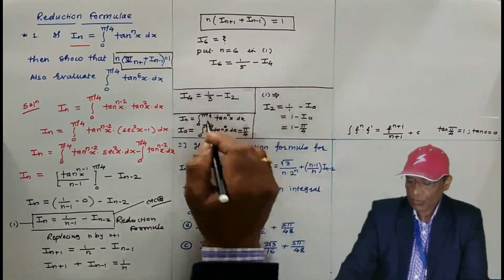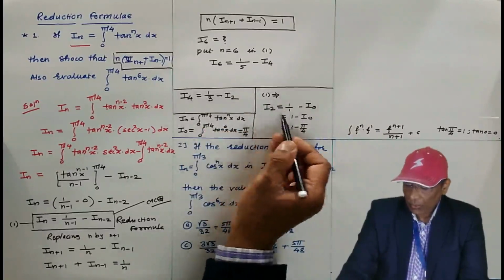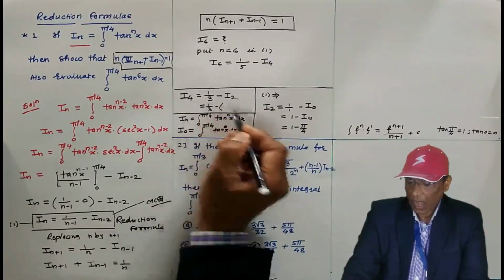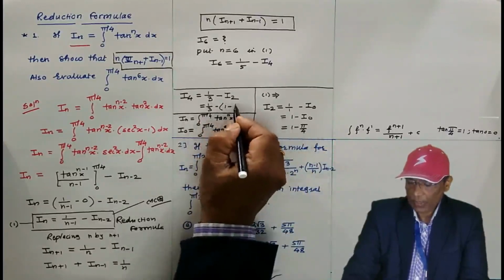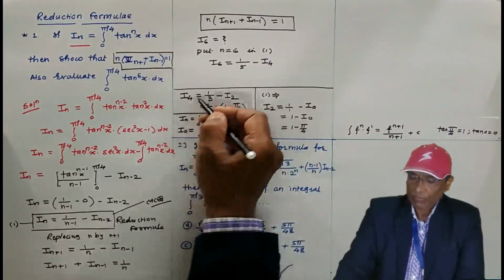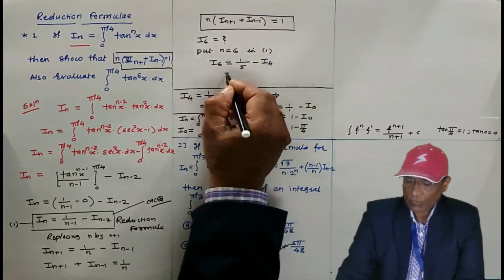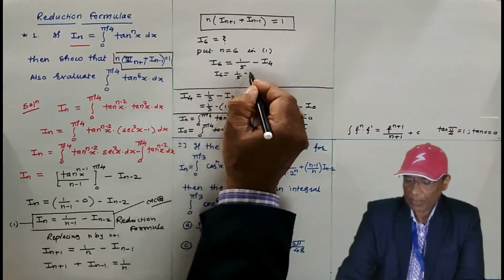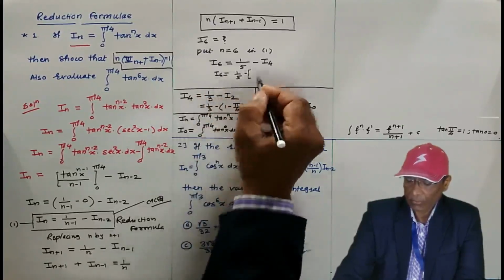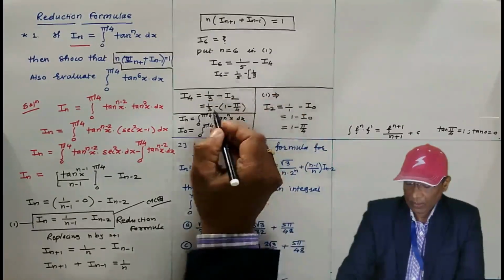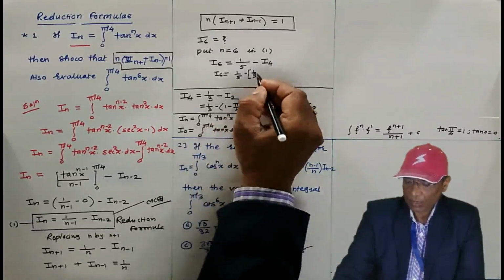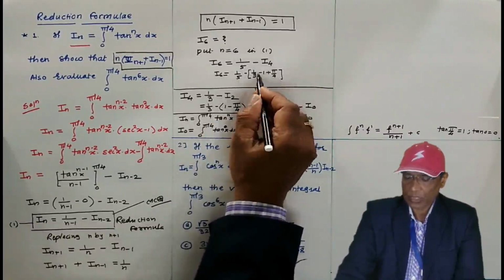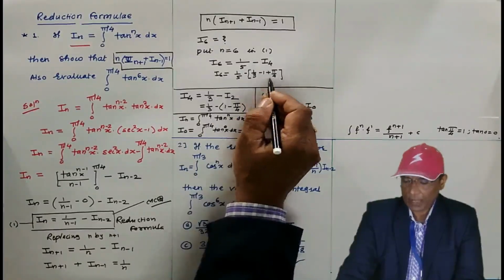Now by back substitution, put the value of I2 here. It will be 1 by 3 minus I2, that is 1 minus pi by 4. Now this value of I4 you substitute here. If you substitute the value of I4, what will I get? 1 by 5 minus I4. I4 is 1 by 3 minus, I am multiplying this by minus, of 1 minus pi by 4. This is the value of I4 which I have written in the bracket.